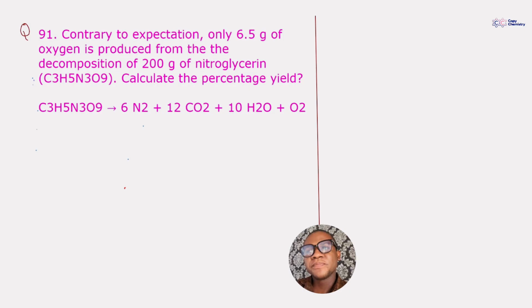That just means that the 6.5 grams is the actual yield. So actual yield is equal to 6.5 grams. We need to figure out the theoretical yield here so that we can apply our formula: percentage yield equals actual yield divided by theoretical yield times 100%, and that will solve the question. Okay, so we need to get the theoretical yield of oxygen.